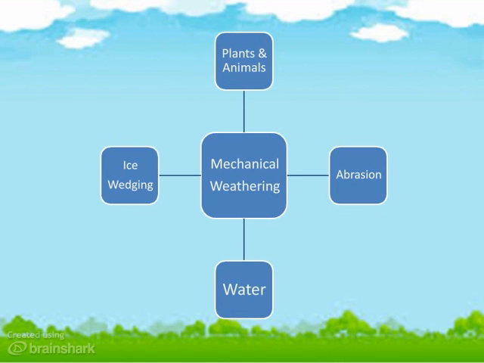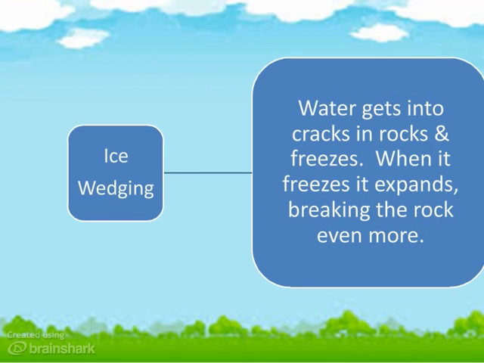So now we're going to look at the two kinds of weathering more closely. The first kind we're going to look at is mechanical weathering, and you can see there are 4 different kinds. The first kind of mechanical weathering is called ice wedging. This is when water gets into cracks in rocks and freezes. When water freezes, it expands or gets bigger. This breaks the rock into even smaller pieces.